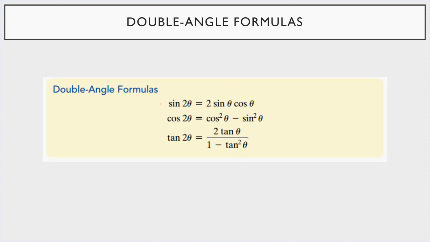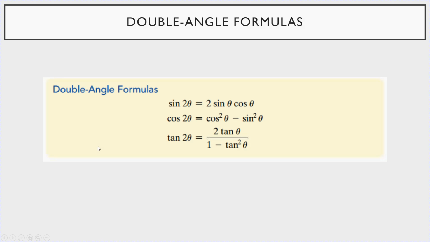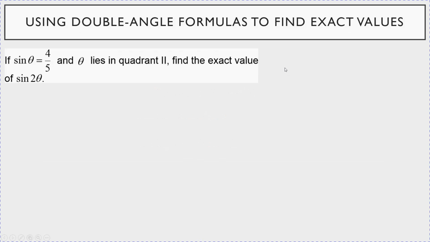Using the Pythagorean identities, you can also rewrite the cosine of 2 theta in the following ways. Cosine of 2 theta can be equal to cosine squared of theta minus sine squared of theta, or 2 times cosine squared theta minus 1, or 1 minus 2 sine squared of theta. They're all equivalent to each other. We're going to focus on these formulas, though. Here'll be the first problem we want to do.